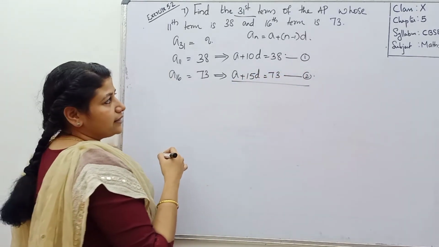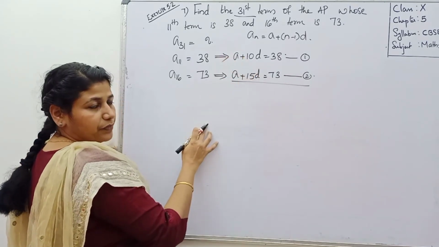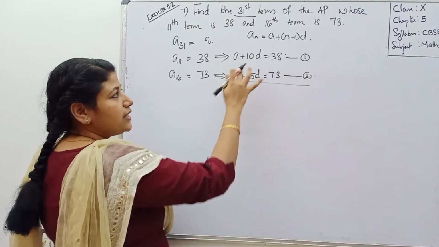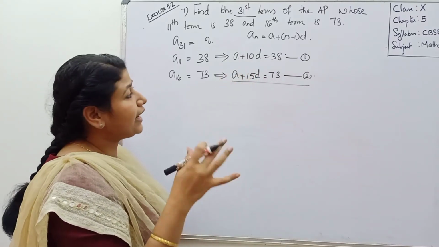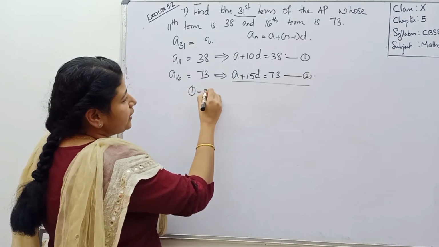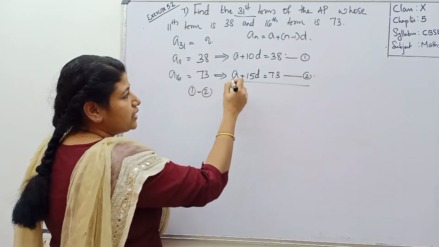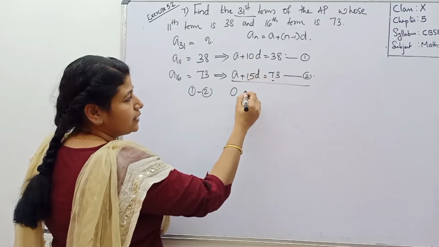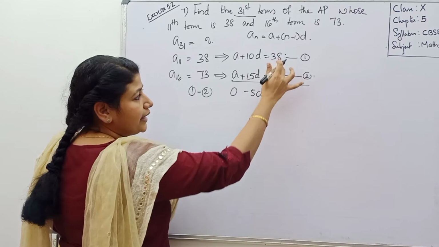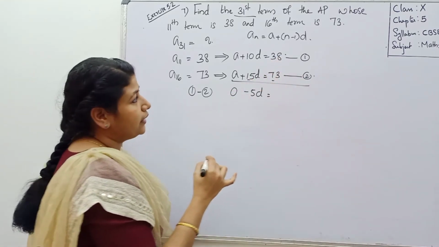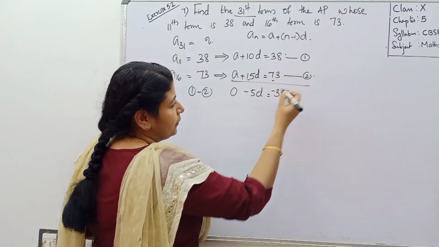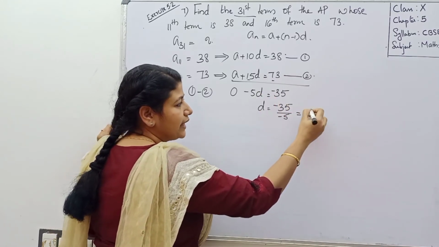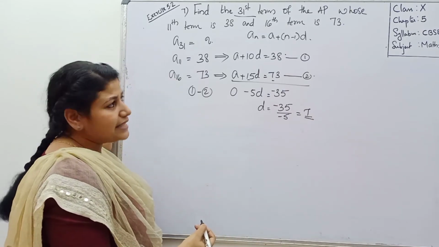Now we can just subtract, since the coefficients of a are the same. Just subtract and a will cancel. So 1 minus 2 I'm going to do. For that I'm changing all the signs of the second equation. This will become 0. 10 minus 15 is negative 5d. Here 38 minus 73, so you'll get negative 35. So d equals negative 35 by negative 5, you will get 7. So the common difference is 7.